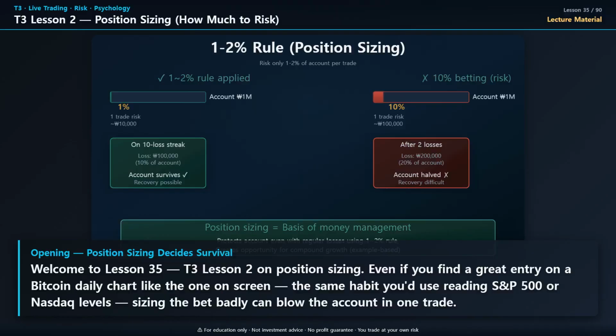Welcome to Lesson 35, T3 Lesson 2 on position sizing. Even if you find a great entry on a Bitcoin daily chart like the one on screen, the same habit you'd use reading S&P 500 or NASDAQ levels, sizing the bet badly can blow the account in one trade.